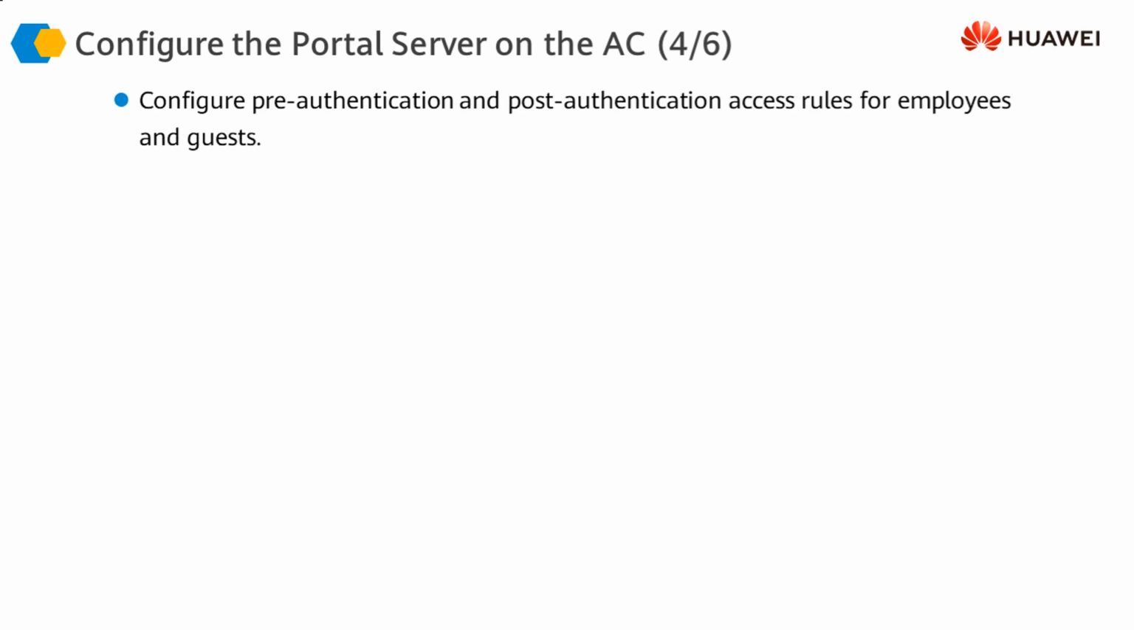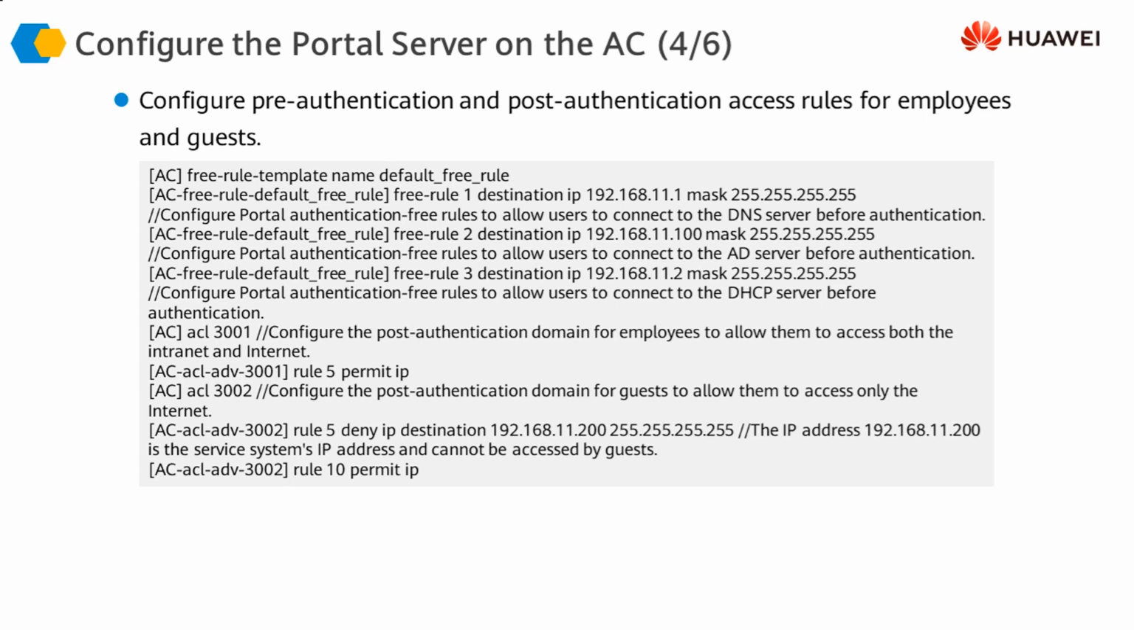After this, the next step is creating a free rule template. So we create the free rule template called default free rule, and in this we create these different free rules. The free rules, if you remember from one of the earlier modules and videos, are the resources that users can access in the network even without, or even before, being authenticated. So these are the resources which reside in the pre-authentication domain, and these resources are accessible even without authentication. So we configure these resources in the free rule template by this name.